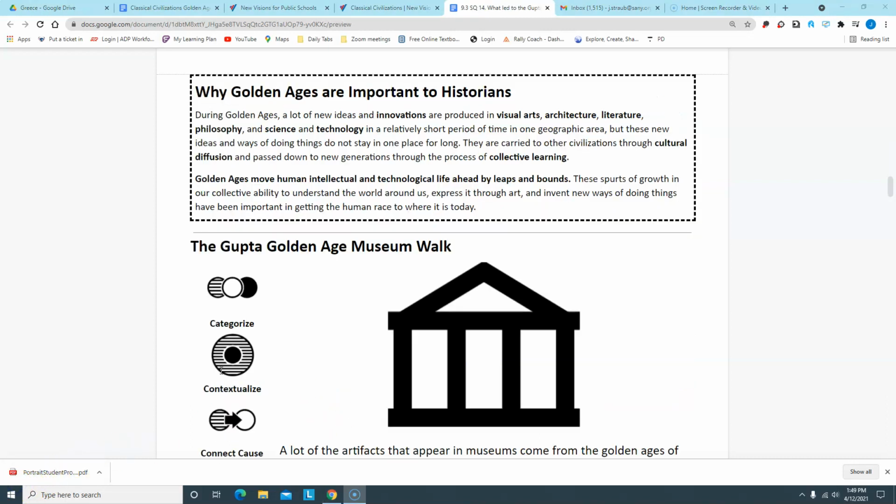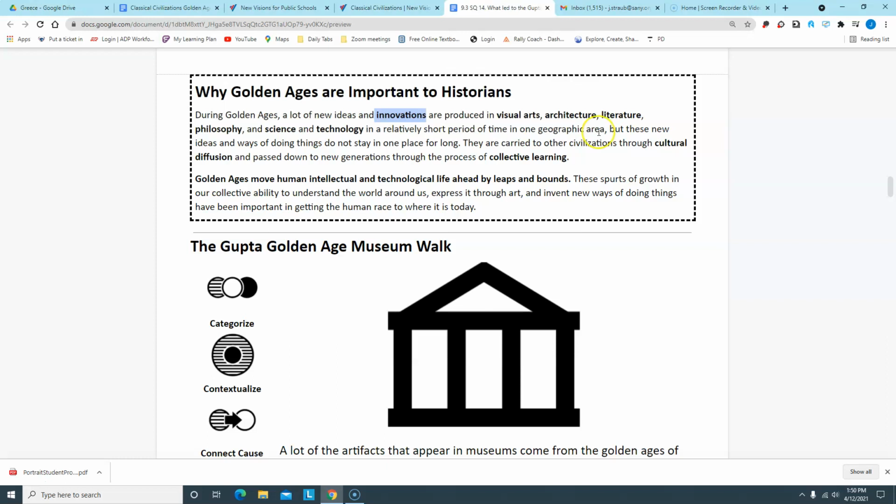All right, the next part of our major question having to do with the Golden Ages is why Golden Ages are important to us, or to historians. And I do encourage you to continue to think of yourselves as historians during this course. So during Golden Ages, a lot of new ideas and innovations are produced in visual arts, architecture, literature, philosophy, and science and technology in a relatively short period of time in one geographic area.